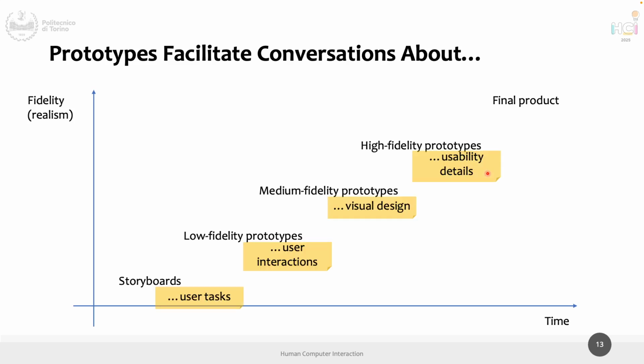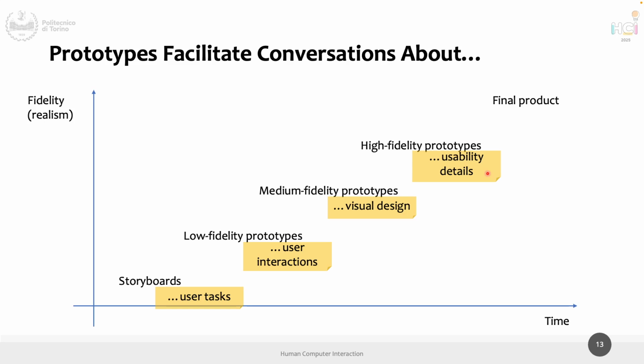So we have different levels of prototypes, as we said, and each of them will tell us something and facilitate conversation about something. The storyboards, as we said last week, are all about tasks. If you show a storyboard to someone, they will be able to understand which tasks the people are trying to do with any device or software you are creating. The low fidelity prototypes allow you to understand interactions: how I use this, similarly to the wood Palm Pilot.